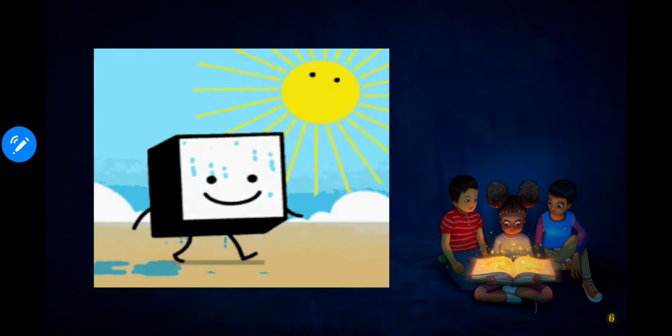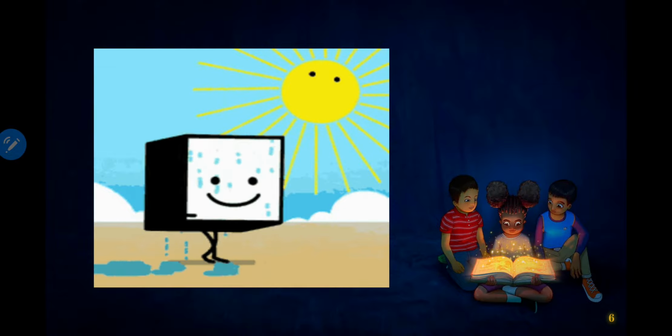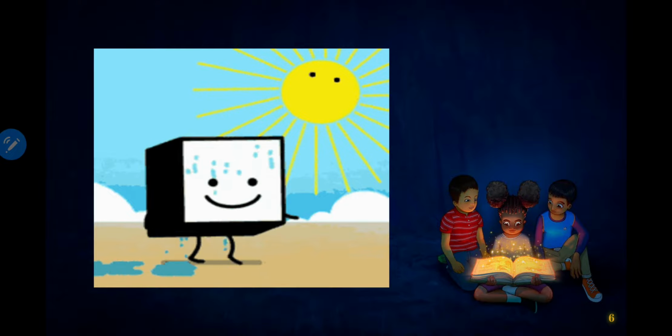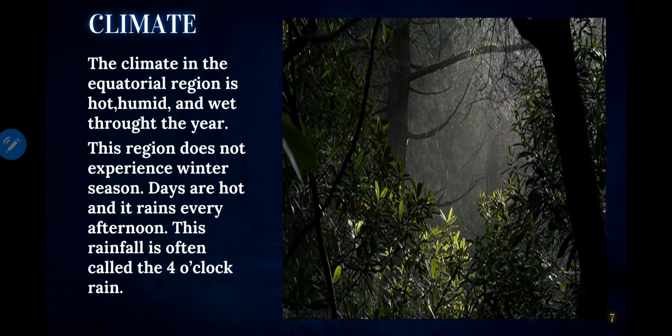Now let us see the climate of the torrid zone. As we have learned in a previous chapter, the area which lies in a torrid zone will definitely feel hot and humid climate, right? So the climate in the equatorial region is hot, humid and wet throughout the year. This region does not experience winter season. Days are hot and it rains every afternoon. This rainfall is often called 4 o'clock rain.